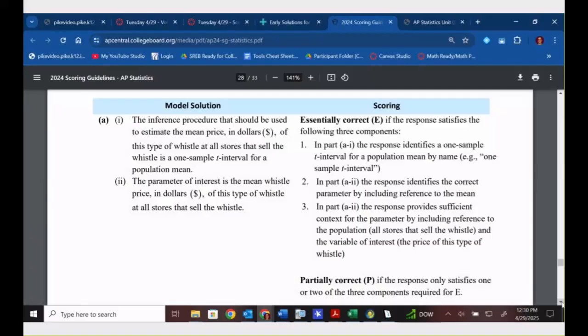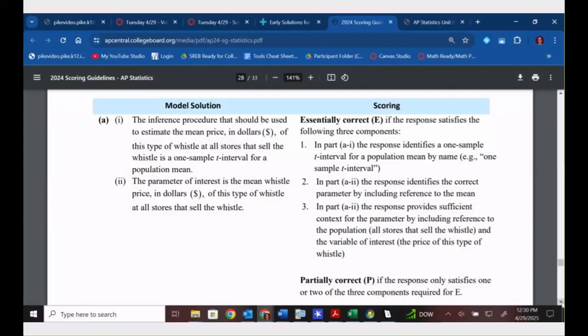In part AII, the response identifies the correct parameter by including reference to the mean. The response provides sufficient context for the parameter by including reference to the population, all stores that sell the whistle, and the variable of interest, the price of this type of whistle. So we need to talk about the parameter of interest being the mean, and it needs to talk about all stores that sell the whistle and the price of the whistle. If they get all 3 components, then it's an E. If they get 1 or 2 of the components, then it would be a P.